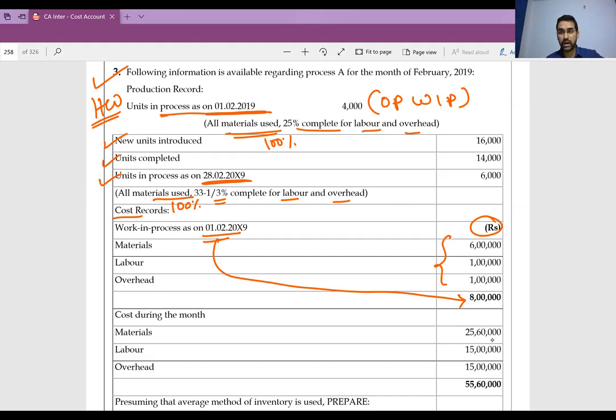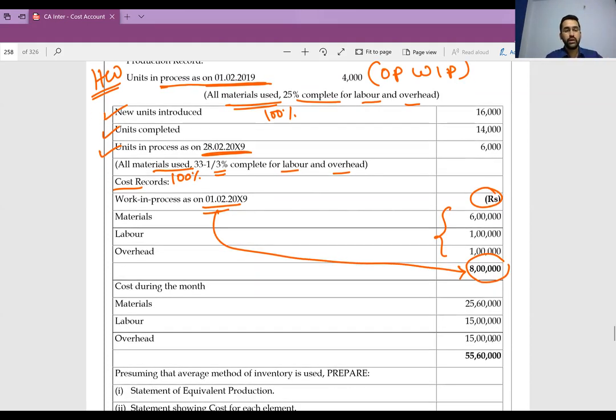In my problems in part A, the total was not there. We used to calculate. Here they have done that also. Good for you, directly take 8 lakh. Cost incurred during the month: material, labor, overhead, directly given. This will come to the debit side. Sir, what about quantity of material?